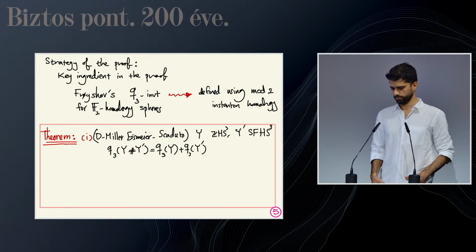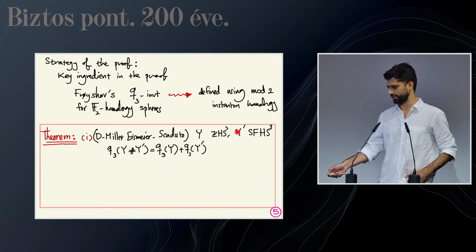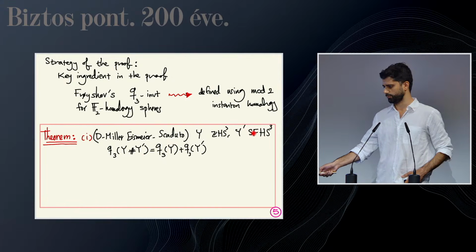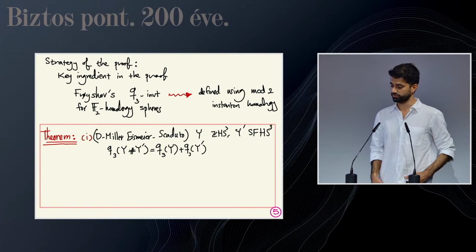So in collaboration with Mike and Chris Scaduto, we studied how instanton homology with Z mod 2 coefficients behaves with respect to connected sums. In particular, something one can show is that Q3, we don't quite know if Q3 is additive with respect to connected sum, but what we know is that if one of the summands is a Seifert fibered homology sphere, then it is additive.